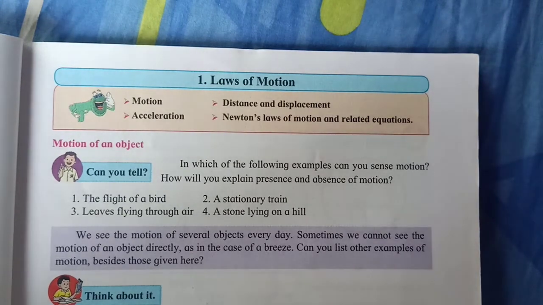There are some examples whose motion we cannot see, like the cold breeze of air. Here we feel it but we cannot see the air which is moving. So some examples cannot be seen by our naked eyes, but most of the examples can be seen by our eyes, so we can say those objects are in motion.